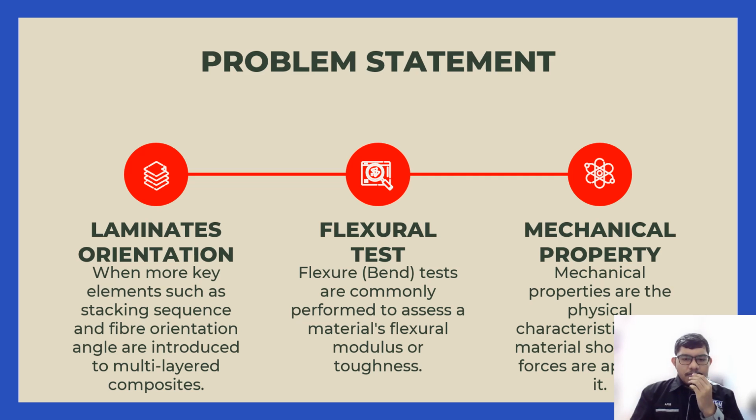Fracture tests are commonly performed to assess a material's fracture modulus or toughness. Prepared laminates have been put under fracture test because of the complexity brought on by homogeneity and asymmetry. The technical characteristic of composite material is still an origin of uncertainty. Mechanical property. Mechanical properties are the physical characteristics that a material shows when forces are applied to it. The elasticity, tensile strength, elongation, hardness, and fatigue limits are examples of mechanical qualities.